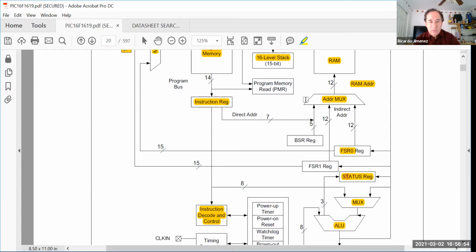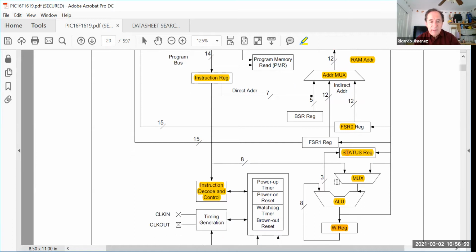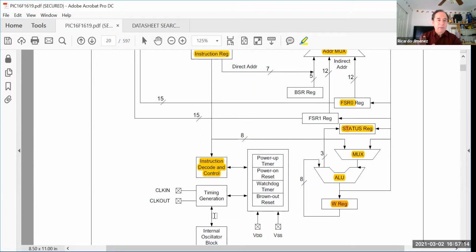Okay, you don't see those lines here, but they are controlled by this one, because this multiplexer needs control. This ALU needs control, and who is controlling all of them? These MUX, this ALU, these MUX. Who is controlling them? The instruction decode and control logic. Okay, I'm finished. I'm ending this lesson today.